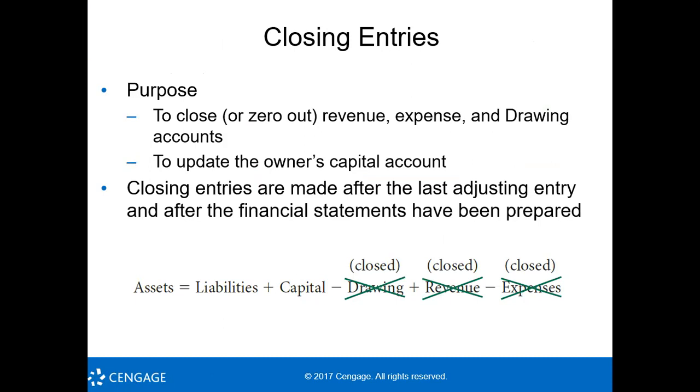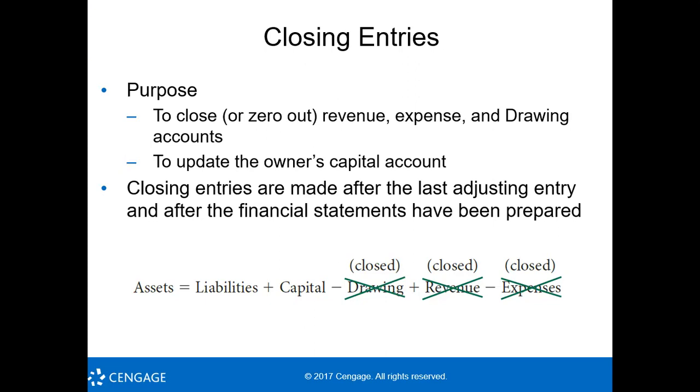The temporary accounts are the red accounts. That's the acronym that I like to use for it: the revenue accounts, the expense accounts, and then the drawing accounts. So we do our closing entries to close out those temporary accounts and prepare for the upcoming new year. Once we close out the revenue, expense, and drawing accounts, we update the owner's capital account with any income that was earned or loss that was incurred.